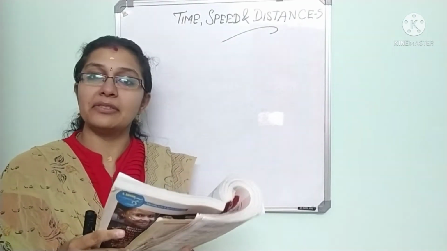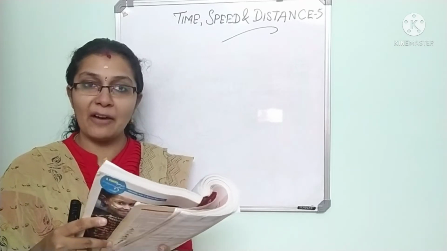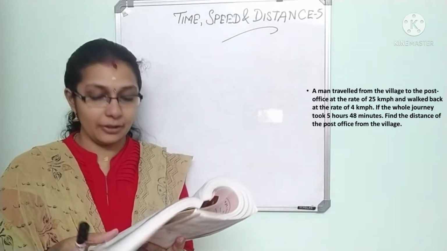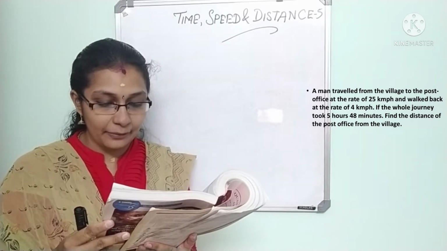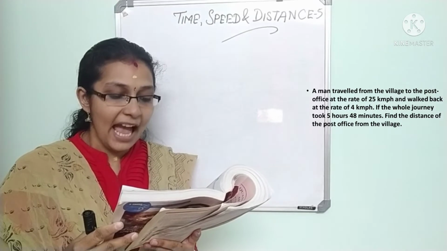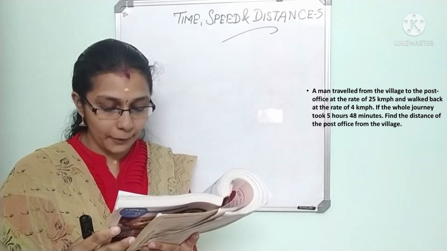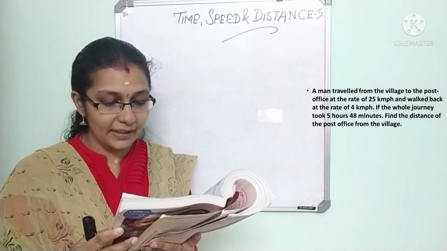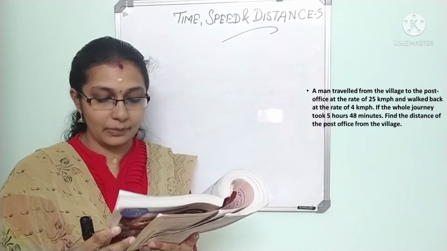This question we have solved using one method. So those who have watched my previous video can easily solve it using the average speed concept. A man travelled from the village to the post office at the rate of 25 km per hour and walked back at the rate of 4 km per hour. If the whole journey took 5 hours 48 minutes, find the distance of the post office from the village.